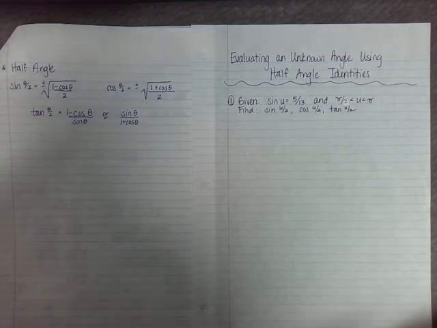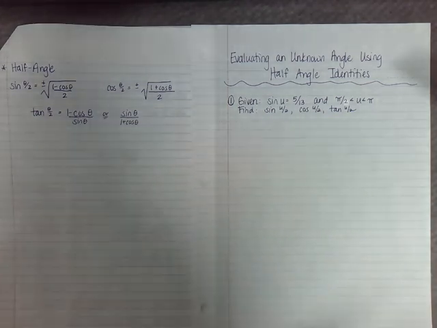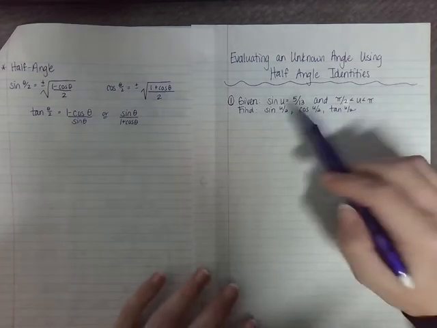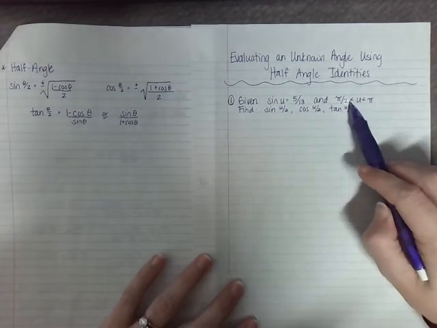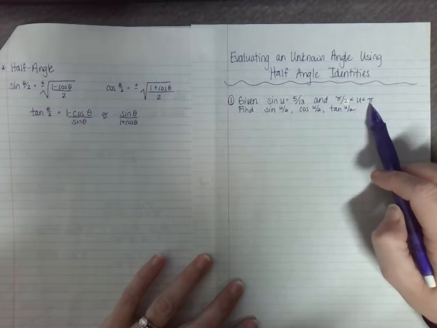In this video, we're going to look at how to evaluate unknown angles using your half-angle identities. So this requires you to draw triangles again. Okay, so for number one, you're given that the sine of u is 5/13 and that pi halves is less than u is less than pi.